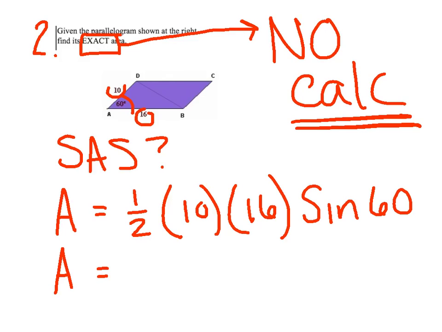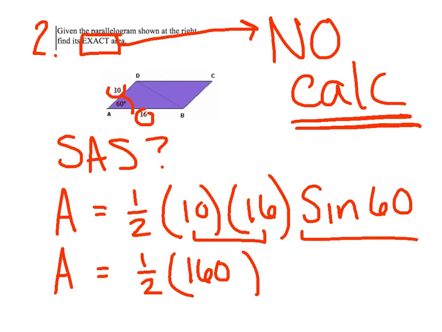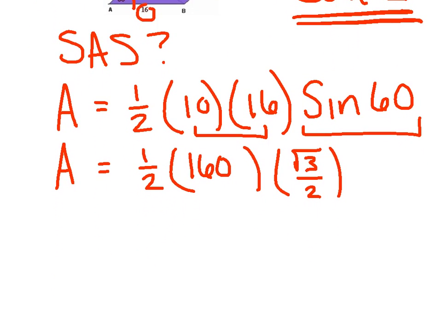So I've got 1/2, and I'm going to multiply these numbers together first. 10 times 16 is 160. And now the sine of 60 is something we should know. Think back to your table, close your eyes, picture your 30, 60, 45, sine of 60, hopefully you're saying is radical 3 over 2. All right, I'm going to keep multiplying.